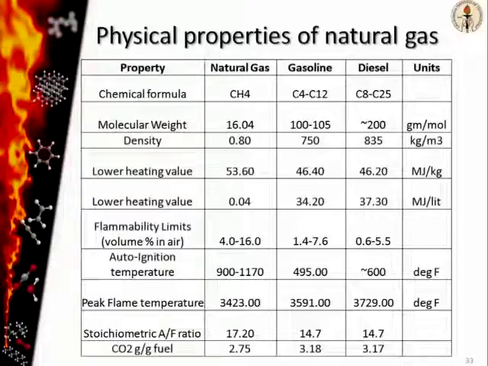If you're operating rich, it means that your equivalence ratio is greater than 1. It means that you have more fuel and less air. If you're operating lean, it means that you have more air and less fuel. Now, as I mentioned before, because natural gas has fewer carbon atoms, the emission of carbon dioxide per gram of fuel is actually lower for natural gas as compared to gasoline and hydrogen.